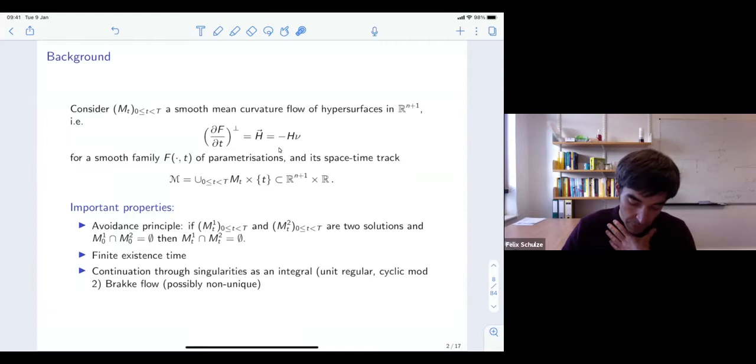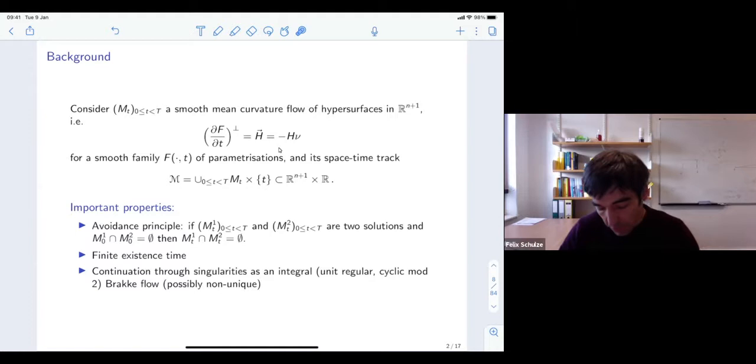For the experts here, what we'll be using are unit regular flows. So this means if you have a point which is backward smooth with multiplicity one, then it's also smooth in forward time and can't disappear. And cyclic mod 2 means that even these weak flows still have a weak notion of interior and exterior. But these solutions are possibly non-unique.